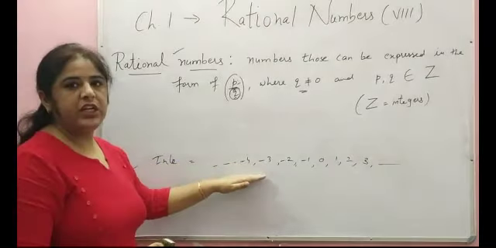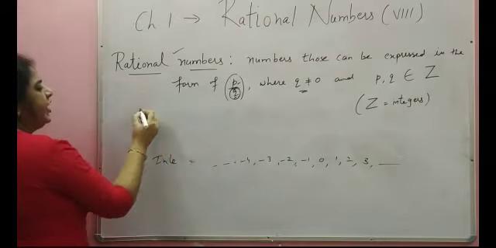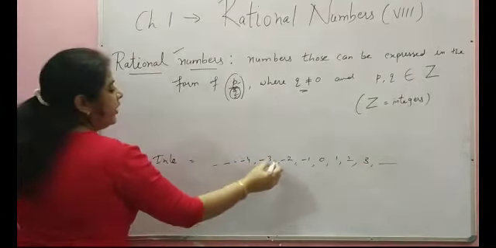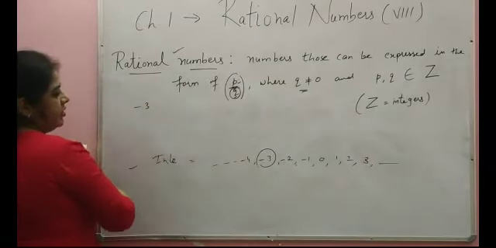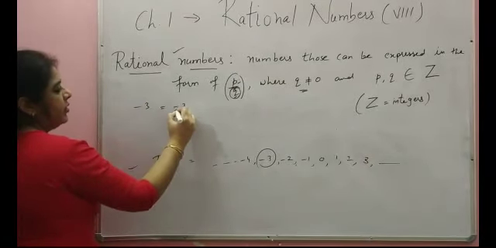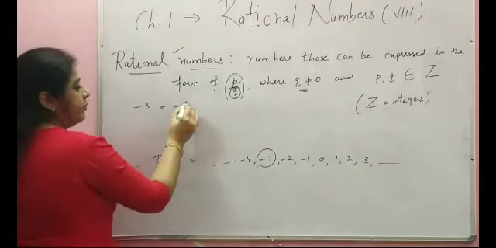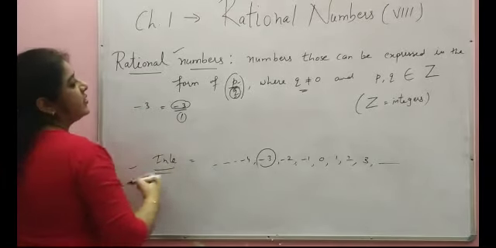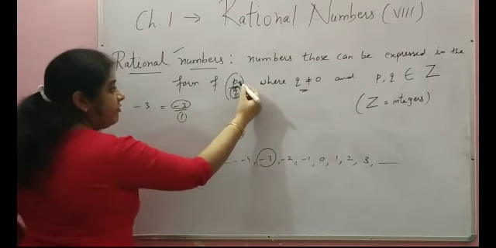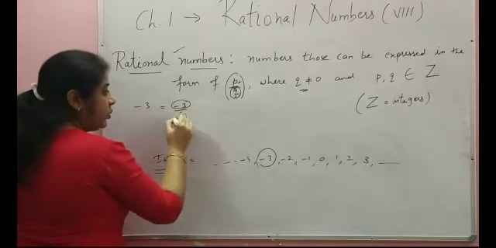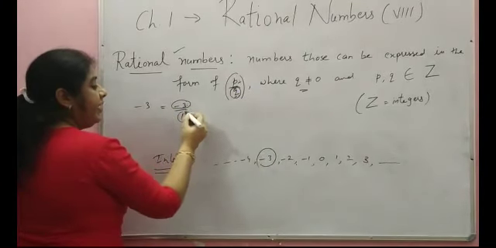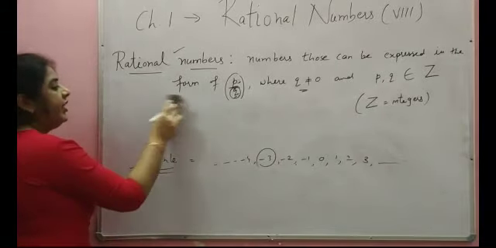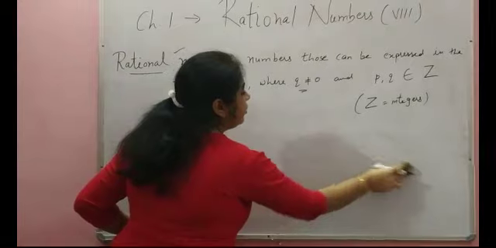Now we come to the integers. We take any negative or positive integer, as we have done for natural and whole numbers. Now we are taking any negative integer, say -3. How can we express this? Like -3 by 1. So this is an integer, this is an integer. So every integer can be expressed in the form of p by q, where q is not equal to 0 and p and q themselves belong to integers. So every integer is a rational number.